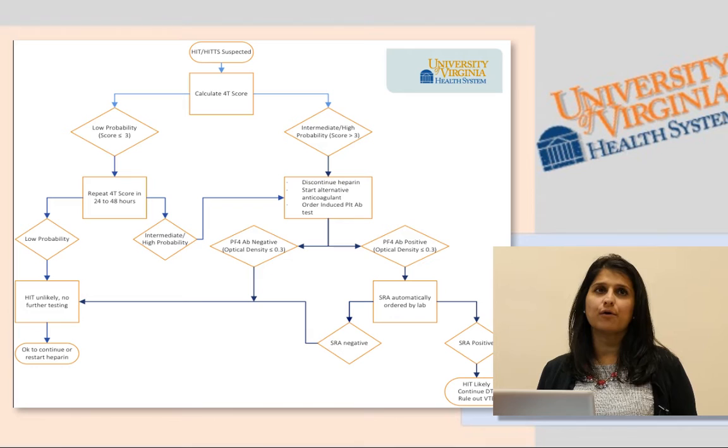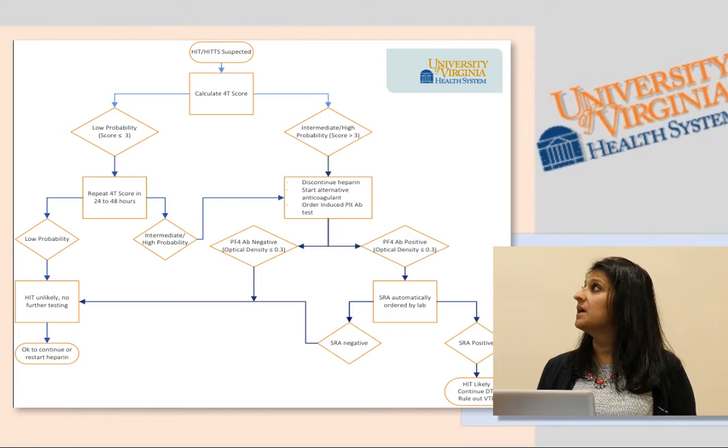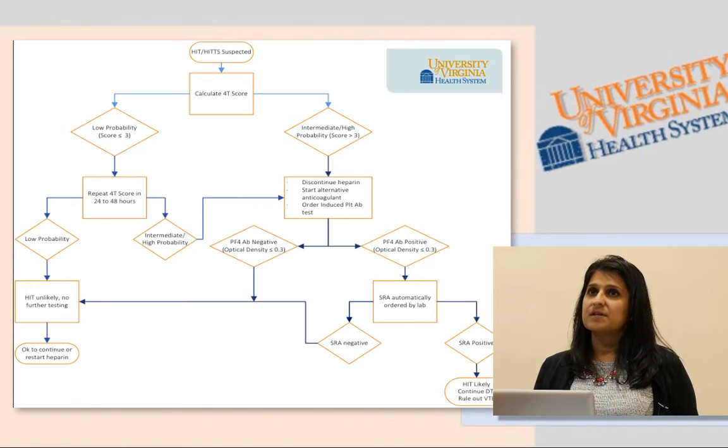However, if 24 or 48 hours later the suspicion is still there and the patient is placed in the intermediate or high probability, or the 4T score initially was intermediate or high probability, this is where we would discontinue heparin and start an alternative anticoagulant. We also, at this time, recommend testing for the platelet antibody testing that we would send.